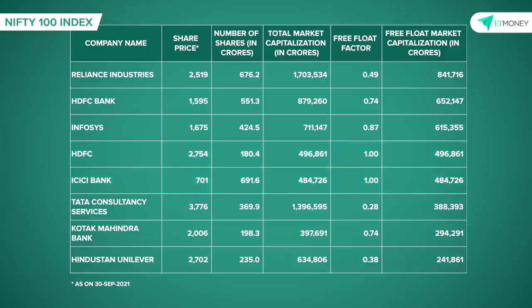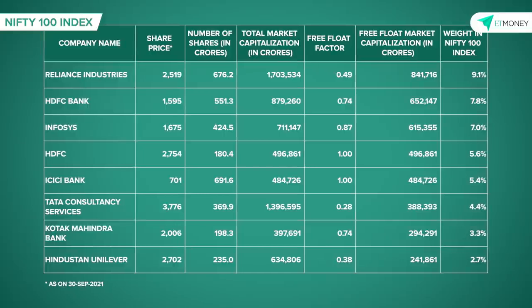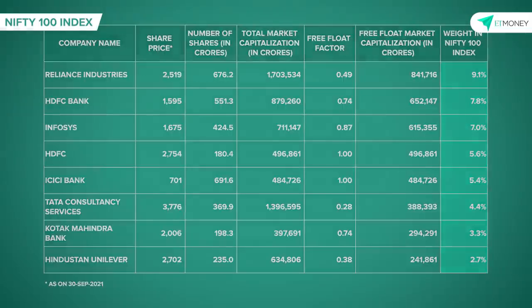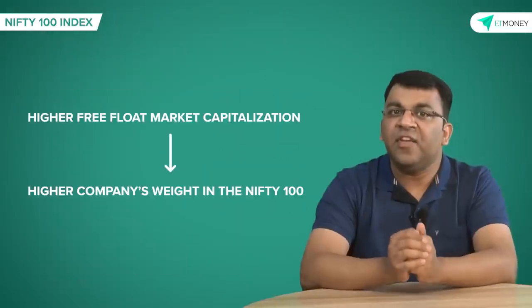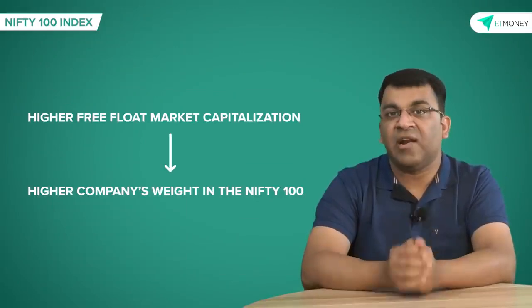market cap method. Okay, now that we have the free float market cap of all 100 companies, we simply do a summation of this number, which comes to somewhere around 90 lakh crores, and compute the weights for each of the 100 companies on the basis of this. So Reliance Industries gets the highest weight of 9.1%, then HDFC Bank at 7.8%, and this keeps on decreasing as we go down the list until we reach the 100th stock. So simply put, higher the free float market capitalization, higher is the company's weight in the Nifty 100.